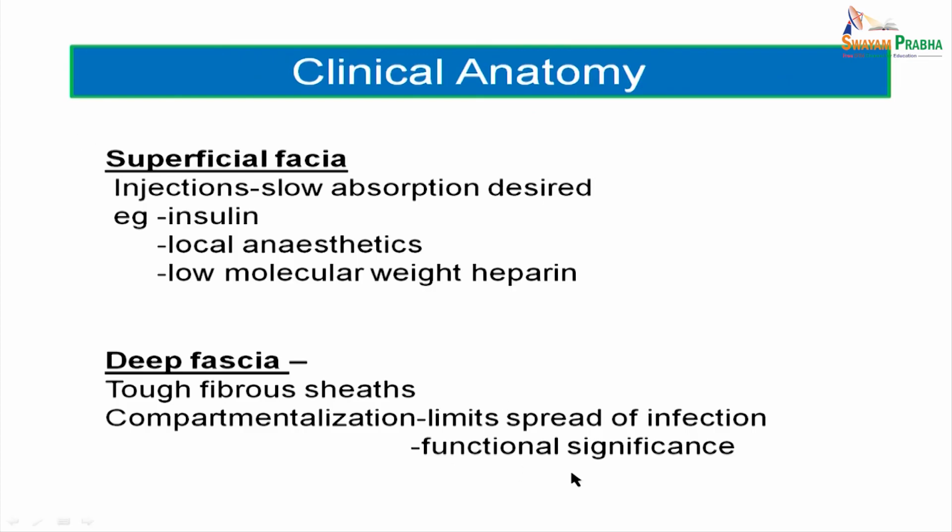There is also a functional significance regarding deep fascia, because it surrounds a functional group of muscles. Like the flexor group of muscles are surrounded by one mass of deep fascia, which acts as a flexor group as a whole. Similarly we have an extensor group. So, the functional significance is provided by compartmentalization of different groups of muscles. So, this was about the deep fascia.